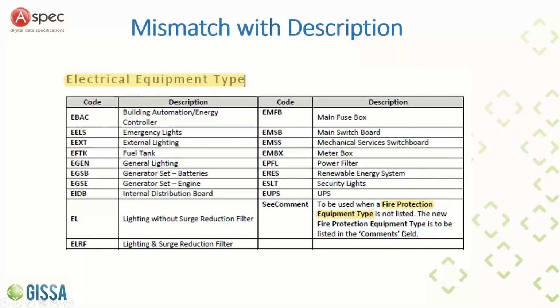It says to be used when a fire protection equipment type is not listed, the new fire protection equipment type is to be listed in the comments field. That's all very well and good for fire protection equipment type. However, this is the electrical equipment type table. So what we're doing is we've gone through this. This is something that I just picked up going through the B-Spec document, and noticed a mismatch with this description and the electrical equipment type table.